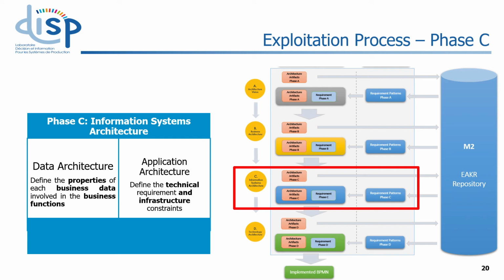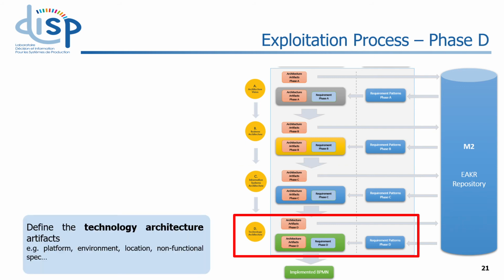The third phase is the information system architecture, which is composed of 2 subphases. We have the data architecture, where we define the properties of each business data involved in the business functions that we have defined in phase B, and we also define the technical requirements and infrastructure constraints.